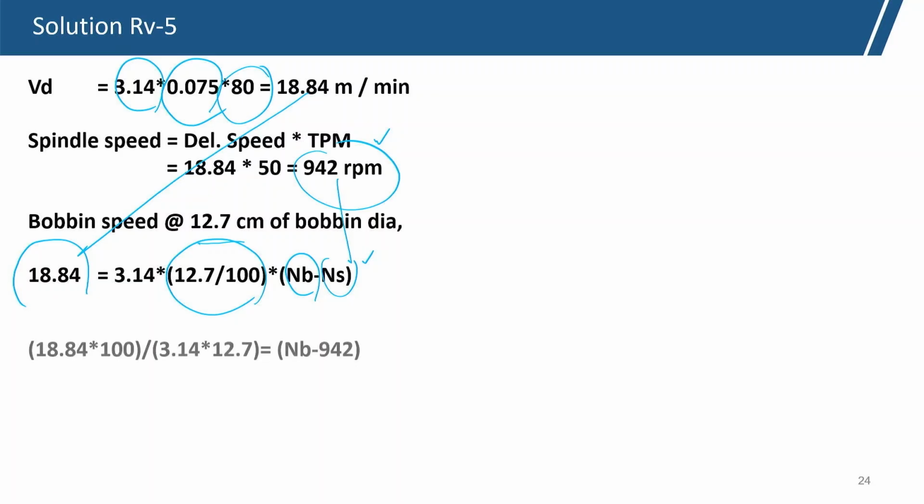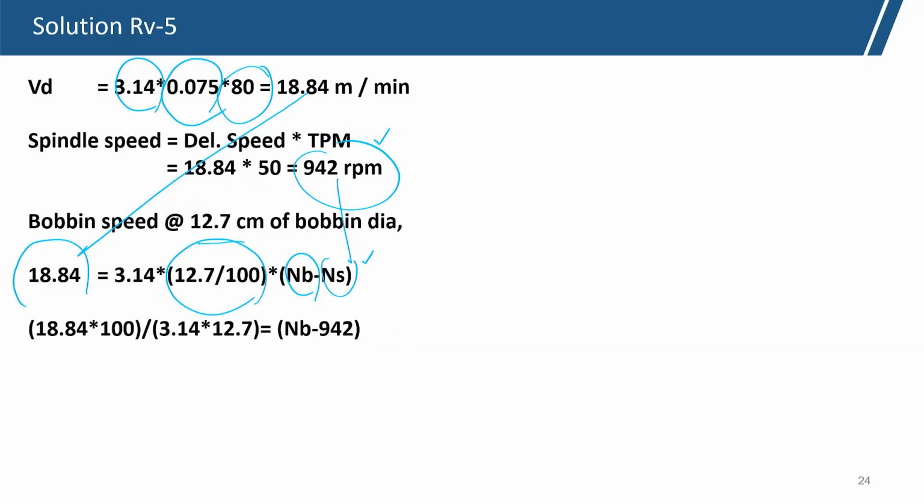you can see here. So, 18.84 multiplied by 100 divided by 3.14 pi multiplied by 12.7, the bobbin diameter in centimeters, that is NB minus 942. So, we can get the value of NB as 989. So, 989 was the speed of the bobbin.